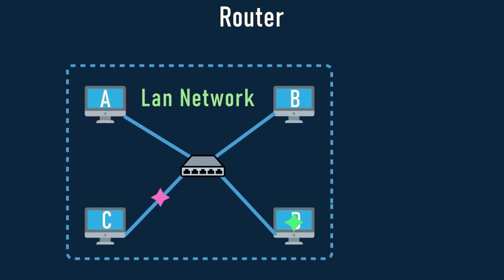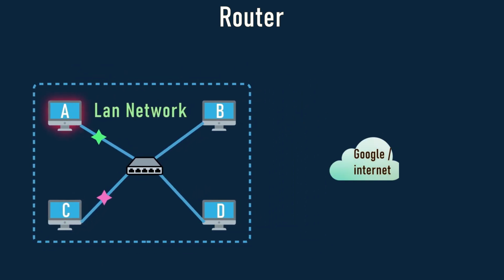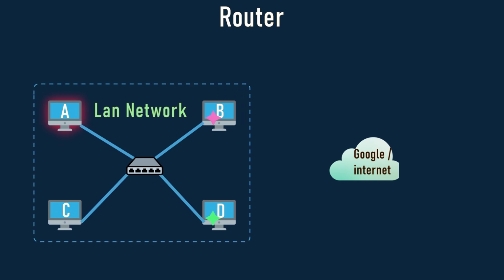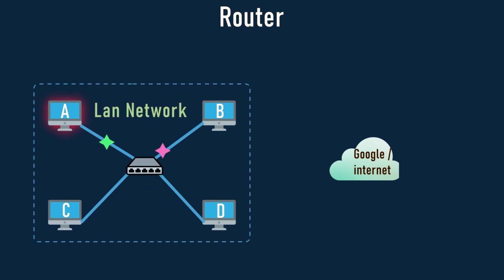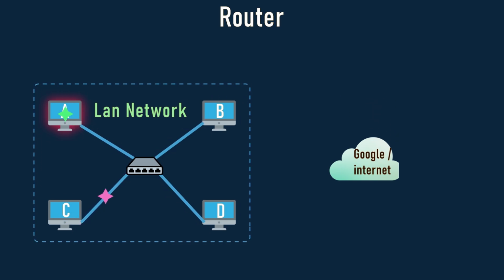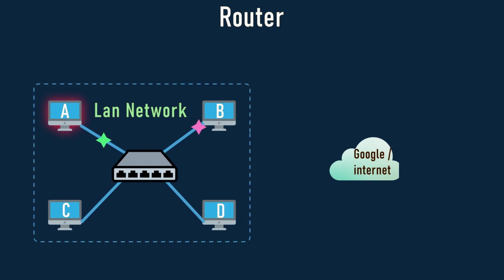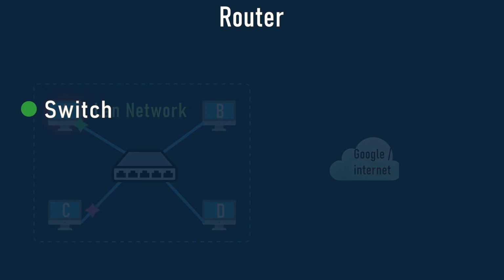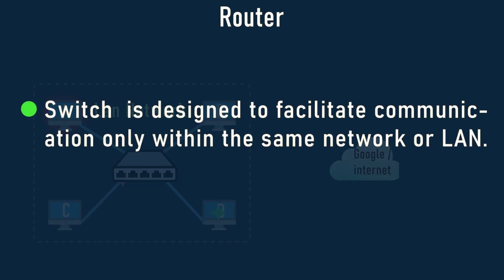Now let's say that device A wants to access Google or the internet. However, Google server is not available within the network or LAN. It is located somewhere on the internet. Therefore, to access google.com or the internet, computer A and all other devices in the network must leave their own network to reach or access Google. A switch can't route or send data outside of the network. It is designed to facilitate communication only within the same network or LAN.